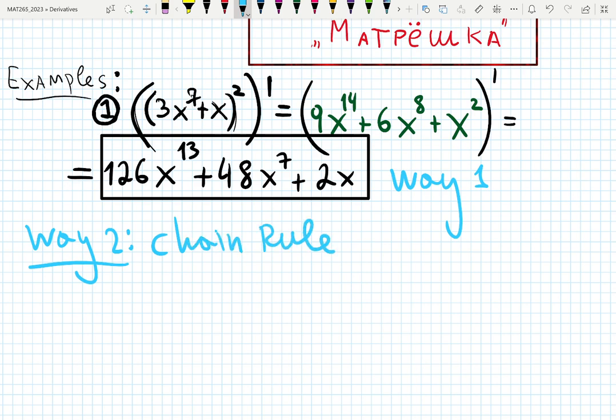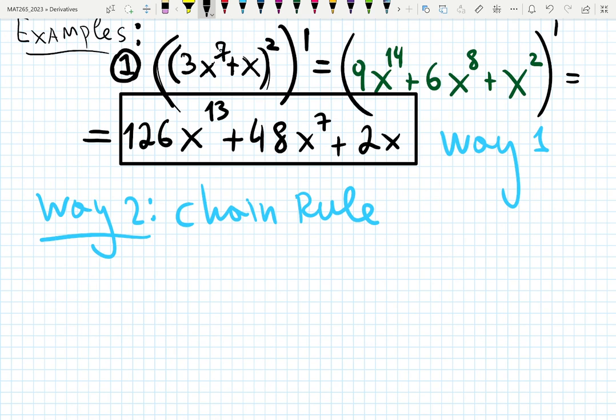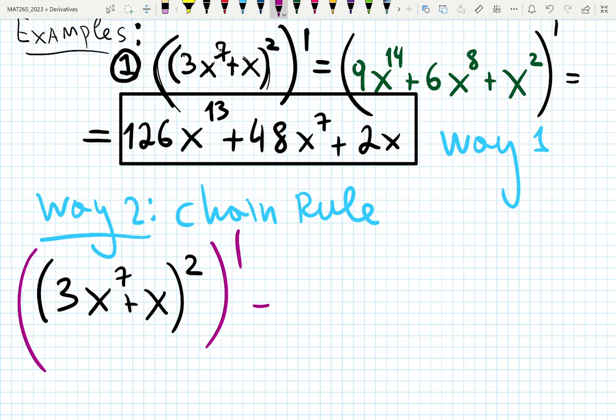Chain rule says, and now can you concentrate? When I'm taking the derivative of (3x^7 + x)^2, this is the idea. This is very important to listen and try to comprehend. I treat the function inside as some kind of new function. Let's call it u. It's a popular way to see it. u squared. How to take the derivative of u squared?